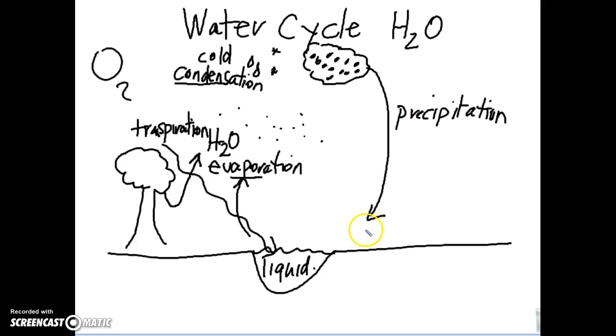Okay, and you should know the 4 forms of precipitation: rain, sleet, hail, and snow, and what conditions cause that. And then, of course, we have percolation, where the water goes into the ground and possibly down into our aquifer. And we also have runoff, where it goes back into our water sources.